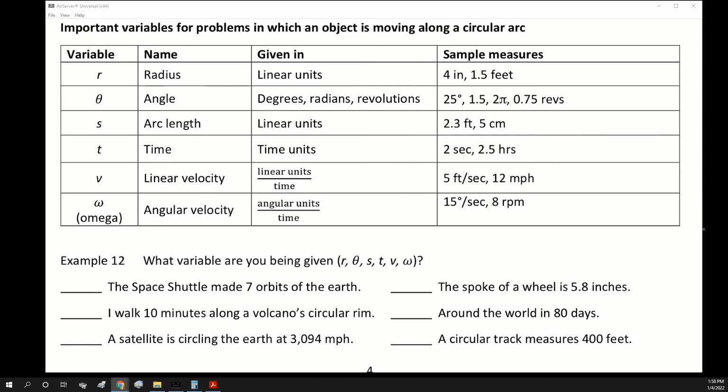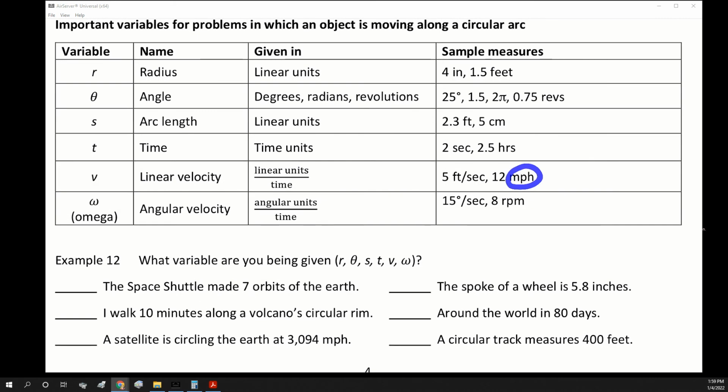All right, and then S is the arc length. It's also linear units, like feet or centimeters. All right, so T is time. Time is going to be given in time units, like seconds, hours, minutes. Then V is a new one for today, and it's linear velocity. And it's going to be linear units over time. So like 5 feet per second, 12, and then this MPH you'll see a lot, which I think everybody knows, just to make sure, is miles per hour.